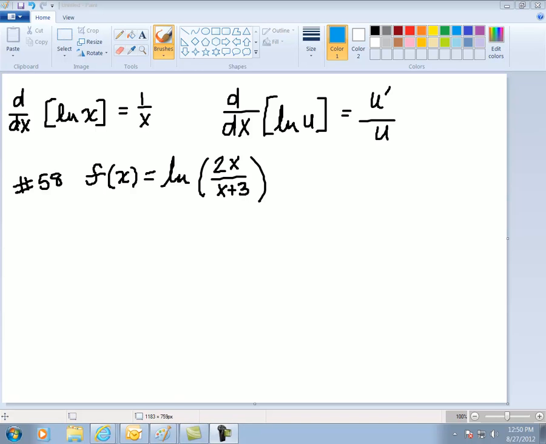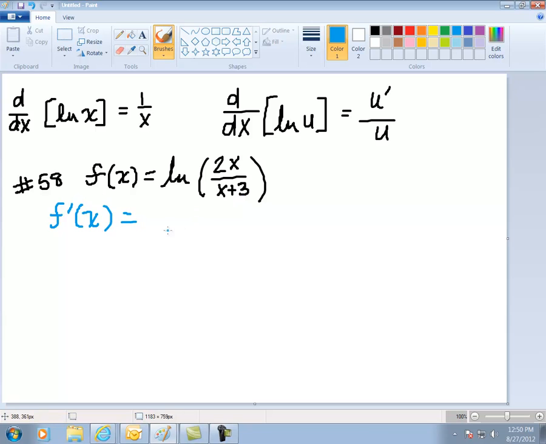Hi, in this video we'll do two more examples of taking derivatives of the natural logarithmic function. In this one I want to find the derivative of f of x, so f prime of x, of natural log of 2x divided by x plus 3. And now we could potentially do it this way that I described up here, letting u be 2x over x plus 3.